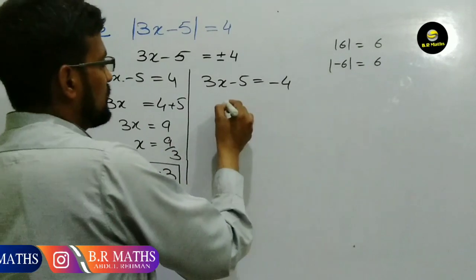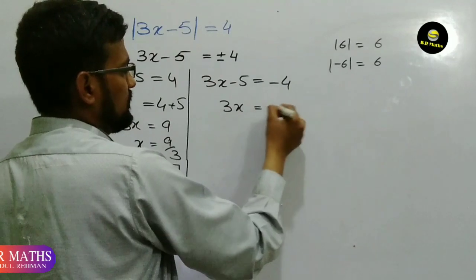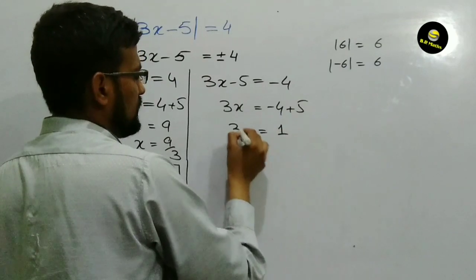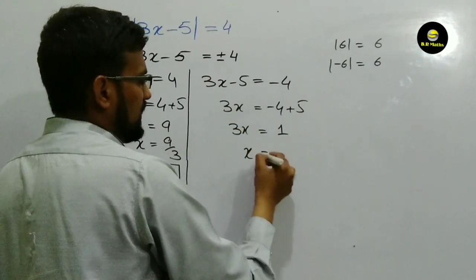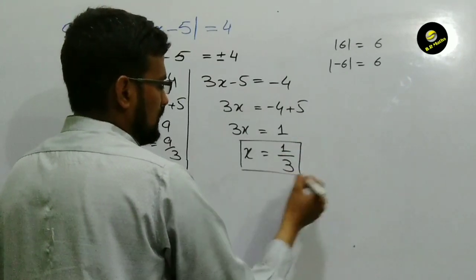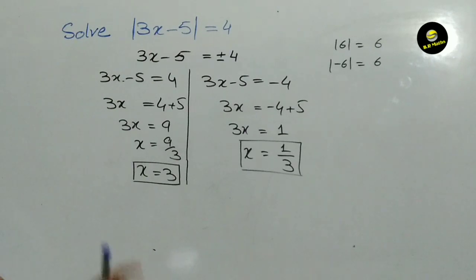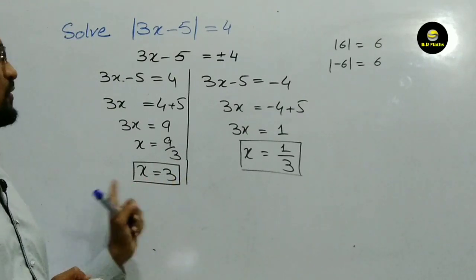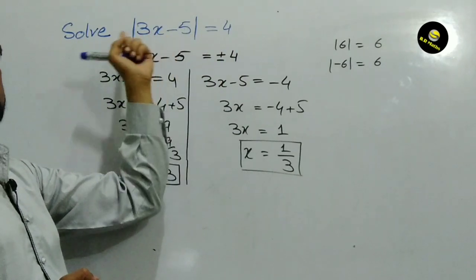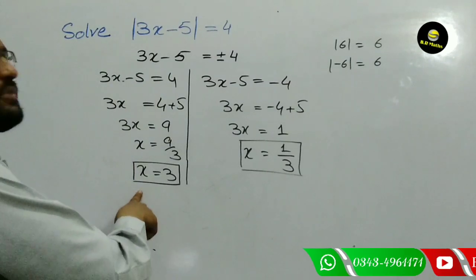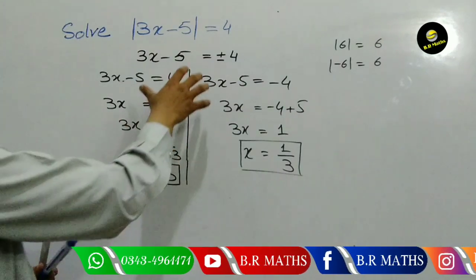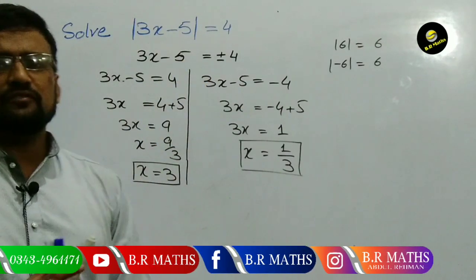And now similarly, for 3x - 5 = -4, the minus 5 becomes plus 5 and the result is 1. So 3x = 1, the 3 multiplied becomes divided, and the result is x = 1/3. So students, these are two values for x. In an absolute value question, x may be 3 or 1/3, and this is your final solution.